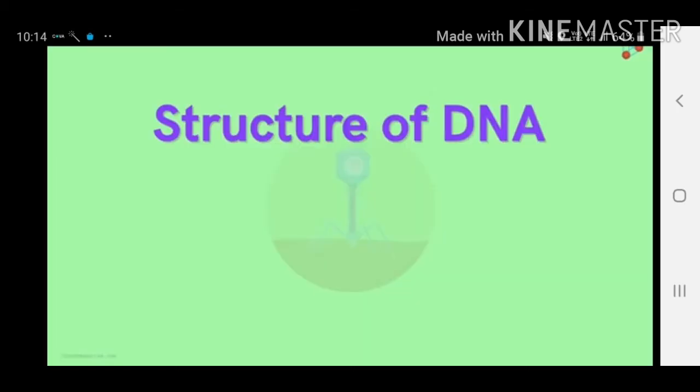Now next we will study the structure of DNA. Chromosomes are made up of 40% DNA and 60% histones. Histones are protein molecules forming nucleosomes, and separately we will study the structure of a DNA molecule.